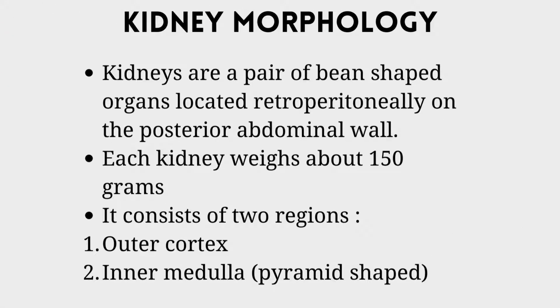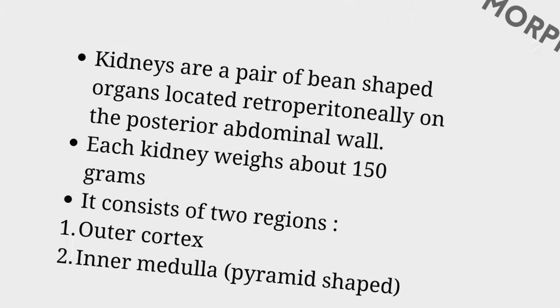Kidneys are wonderful organs and functionally not only help in excretion but also in plasma volume regulation, electrolyte balance, and secrete some hormones, etc. Kidneys are a pair of bean shaped organs located behind the peritoneum on the posterior abdominal wall, and each kidney weighs about 150 grams. When you cut the kidney in a vertical section, along its vertical axis, you'll see that it consists of two regions: an outer cortex, which is darkly staining, and an inner pale medulla, which is pyramid shaped.